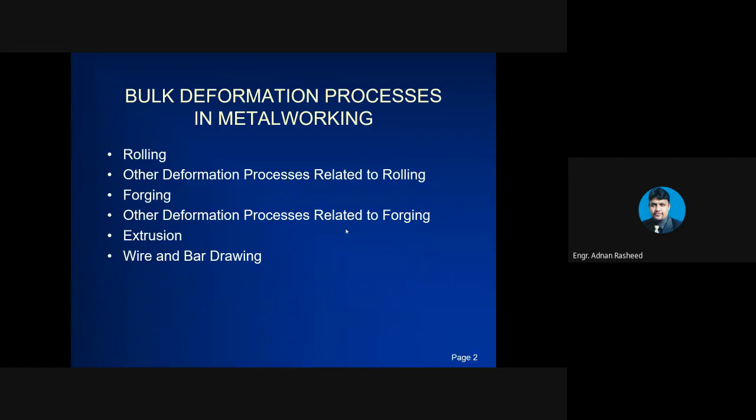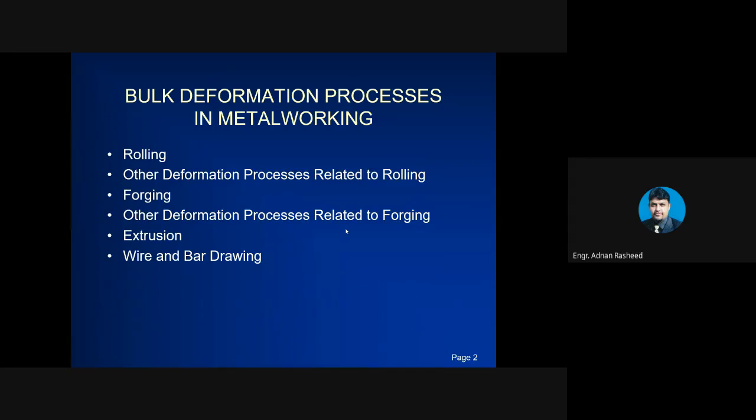So, in the previous lecture, we discussed that the metal forming operation consists of two parts. The first one was the bulk deformation process, and the second one is the sheet metal process. We discussed a little bit about the bulk deformation process. In today's lecture, we will discuss different types of bulk deformation process in detail.